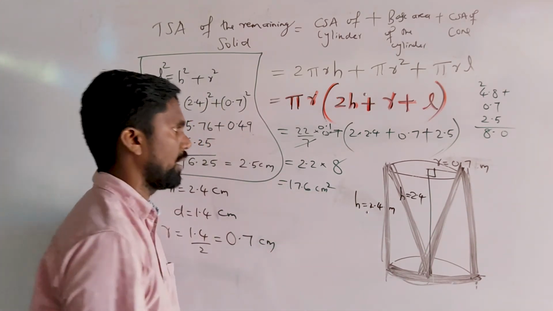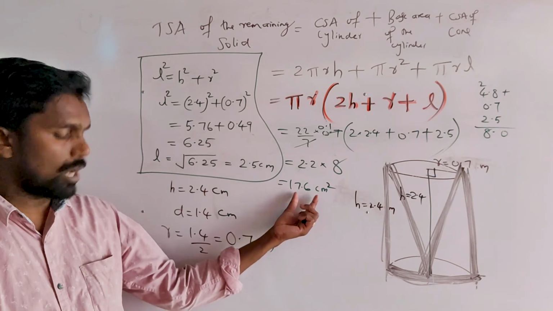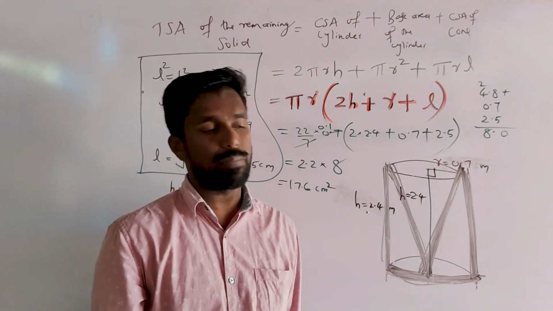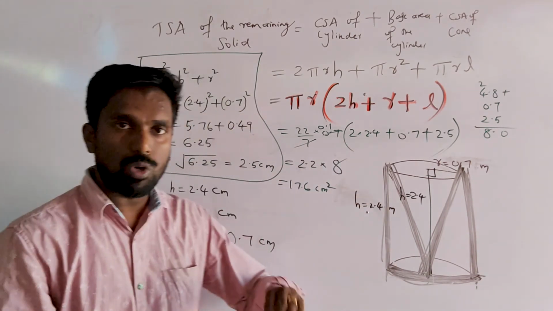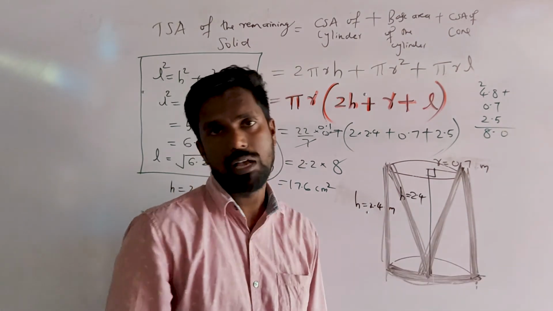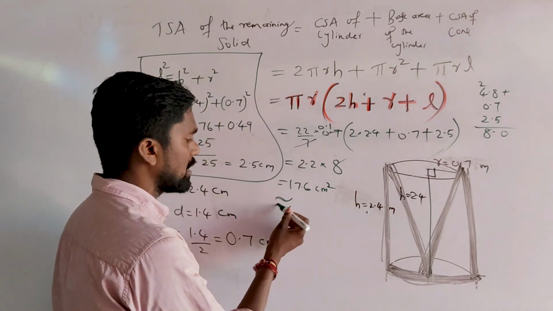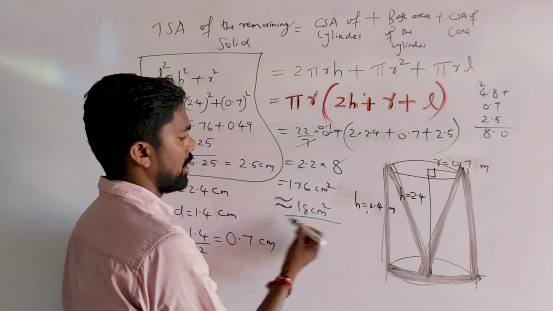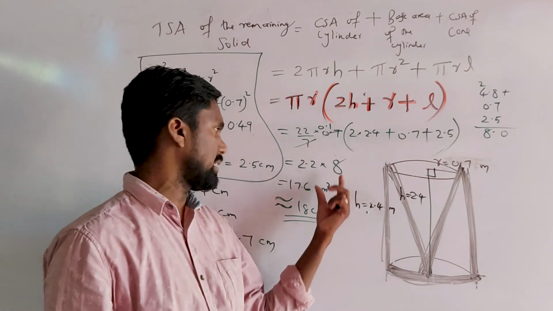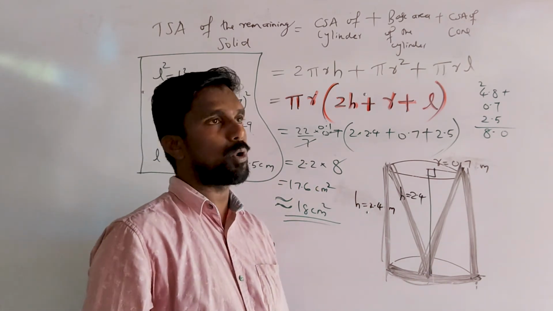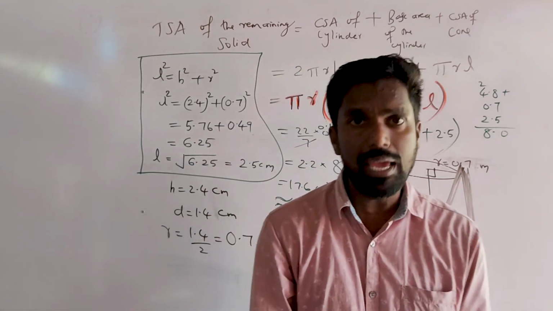That is 17.6 centimeter square. But in the question they asked for the nearest centimeter square, so you have to round off. Surface area of the remaining solid to the nearest centimeter square. So 17.6, if a point above 5 is coming, you write the next number. That is 18, approximately 18 centimeter square. So the answer is 18 centimeter square. 2.2 into 8 is 17.6, approximately 18 centimeter square. This is the total surface area of the remaining solid.